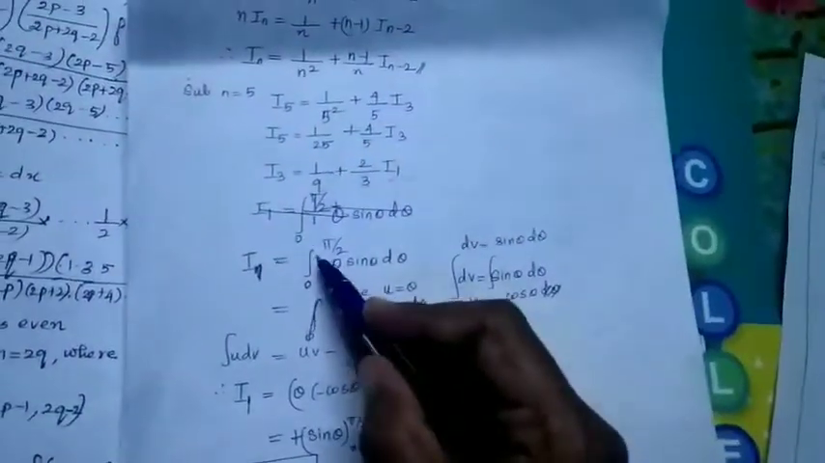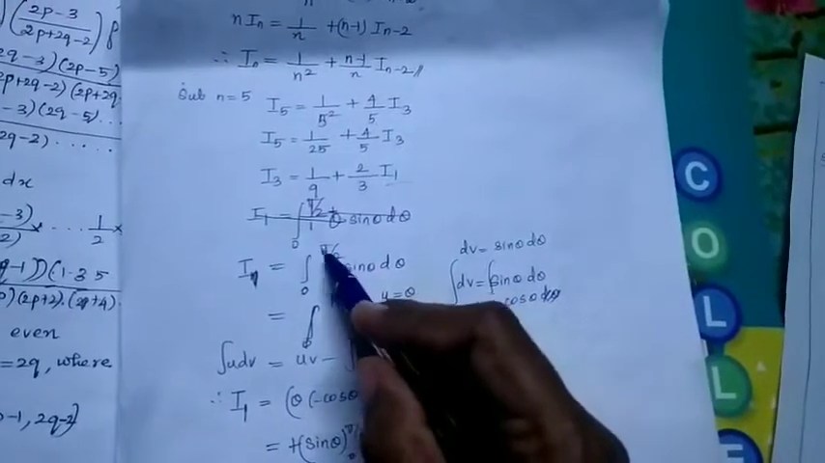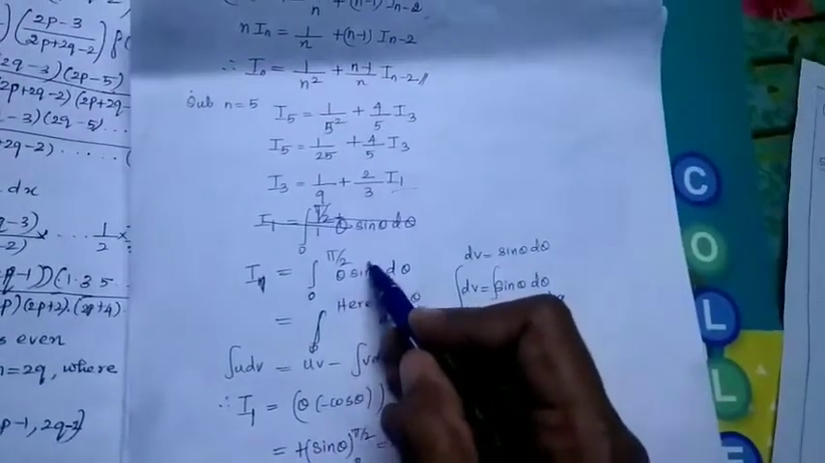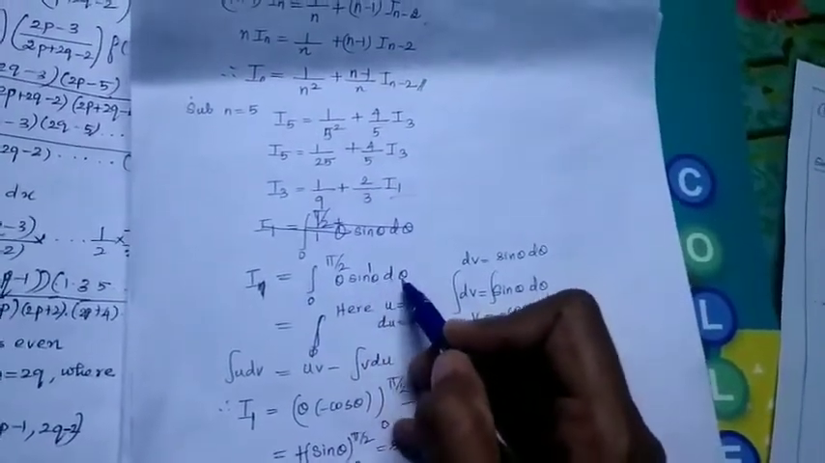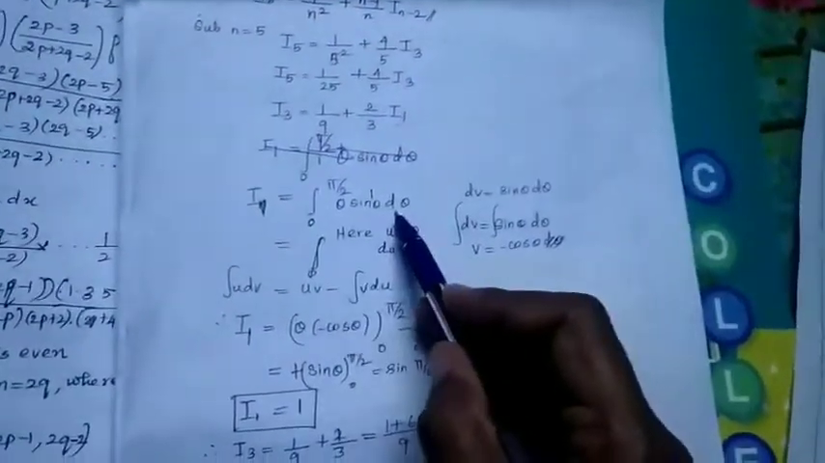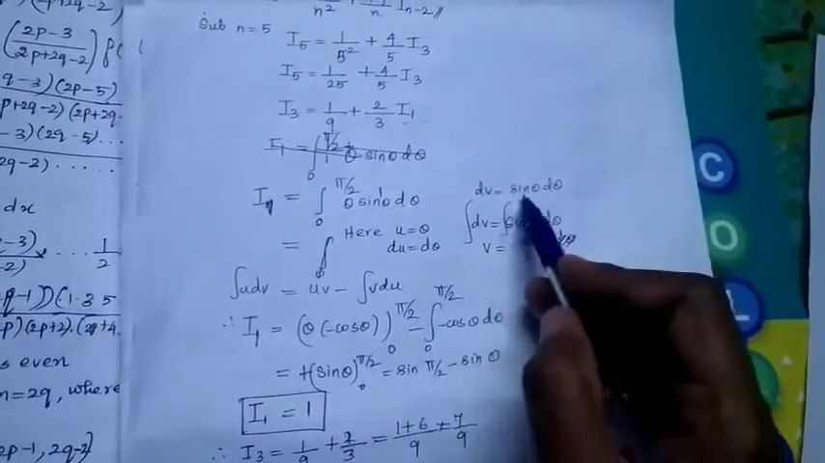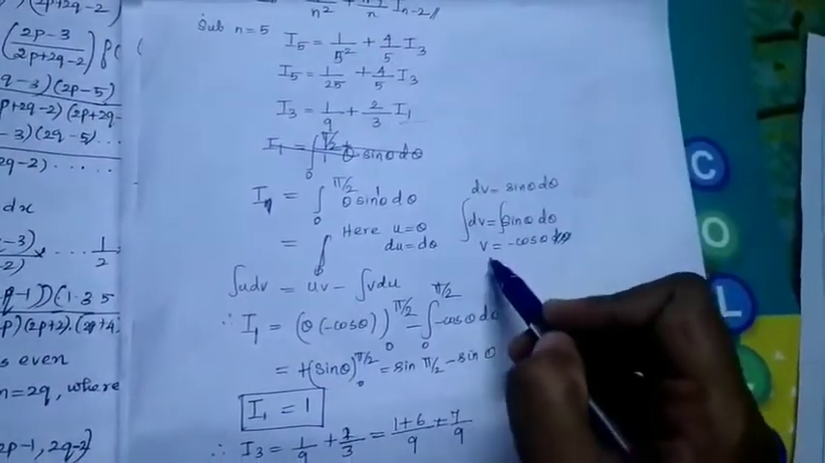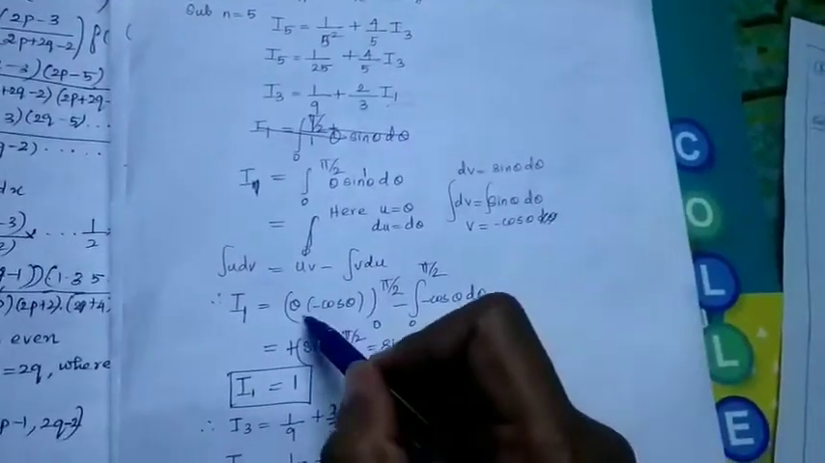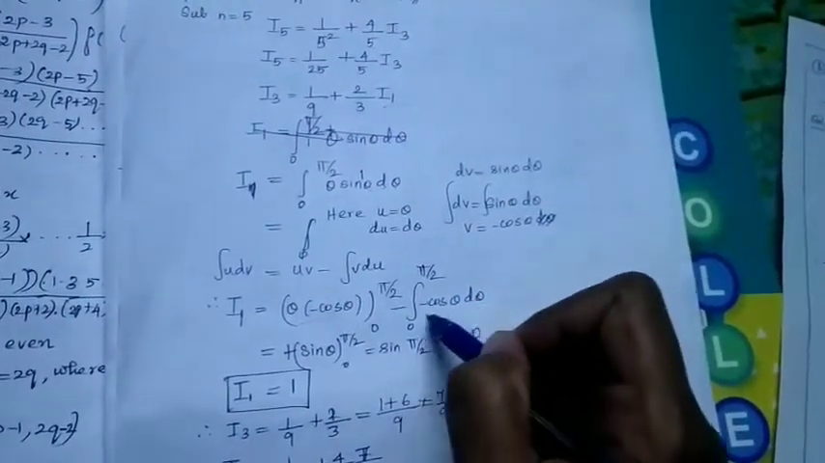What is I1? I1 is the integral 0 to pi by 2 of theta sine power 1 theta d theta, right? So now you have to apply the UdV formula for that. Already we have done this while solving the problem, right? Consider this is your u and this is your dv. dv is sine theta d theta, so v is minus cos theta. Apply the formula uv minus integral v du.